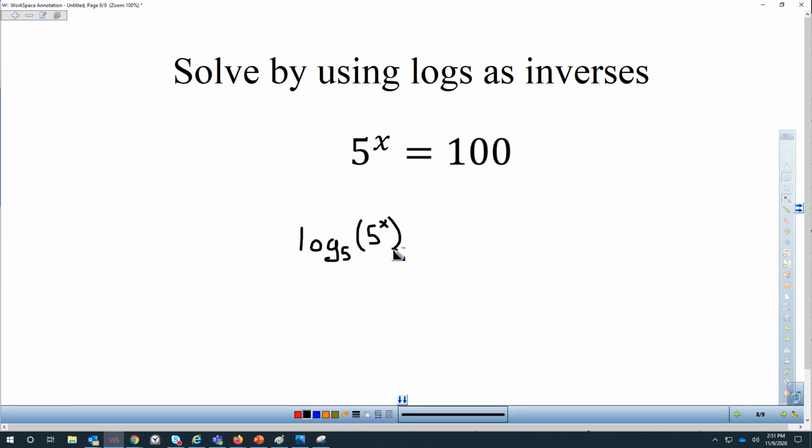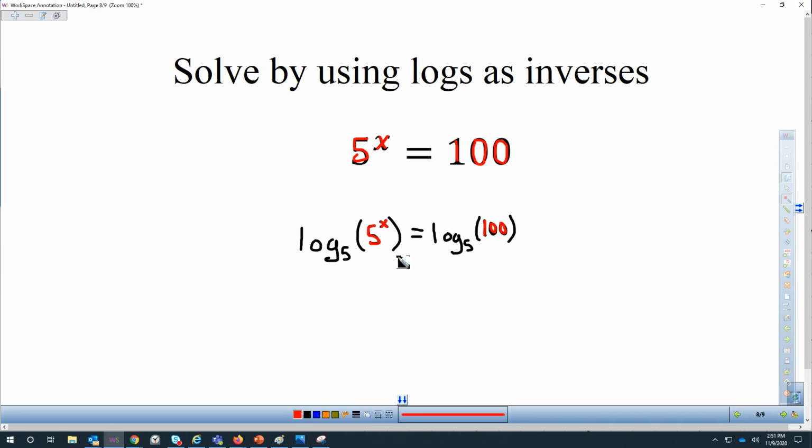So log base 5 of 5 to the x on the one side, and then on the other side, I'm going to take the log base 5 of 100. And I'm using parentheses just to make it clear what's inside the log and what's not. But there's our equation. So we just took the log of both sides, and you can kind of see the original equation still there. Okay, it's basically the same thing that we got up here. But what we've done is we've applied a log base 5 of both of these things, and we've gotten this.